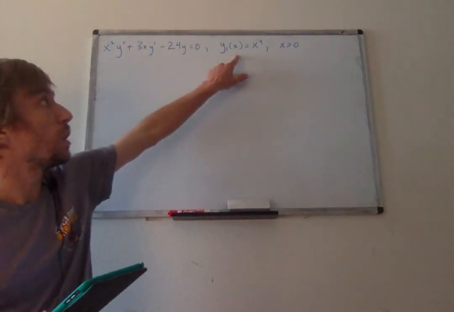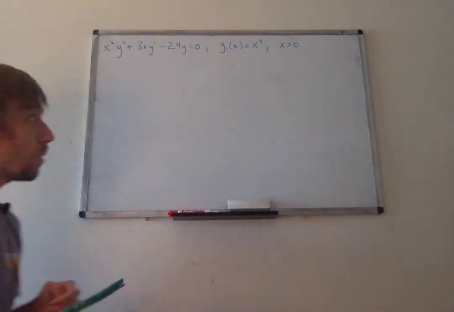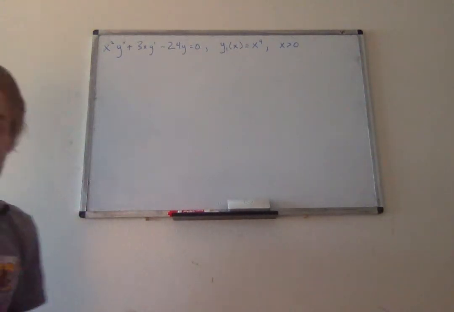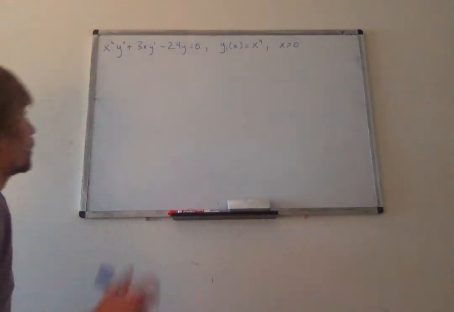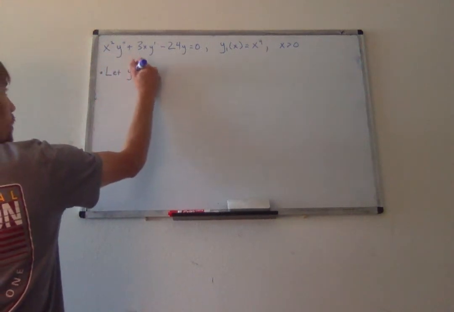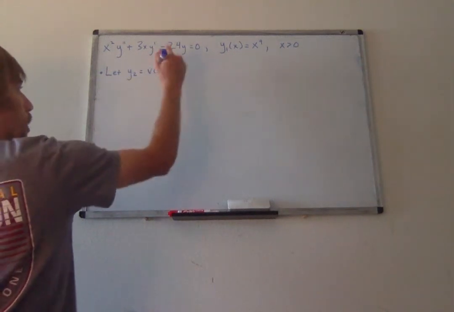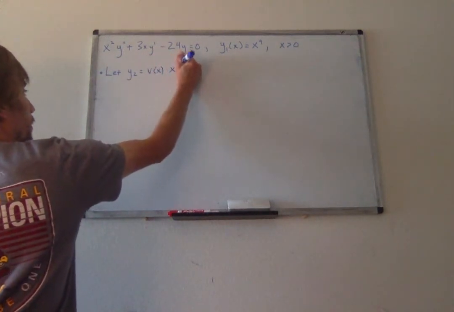So here we know that one solution to this is the equation x to the 4th. We want to find the second solution. So remember, we can let y2 equal v of x times y1, which would be x to the 4th.